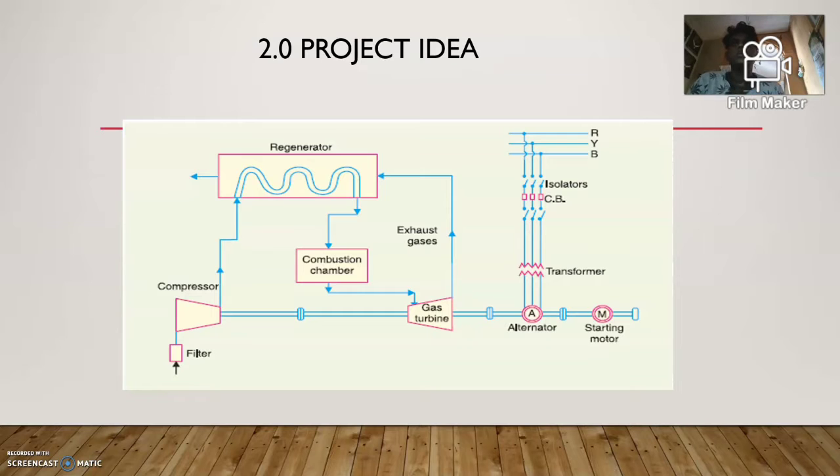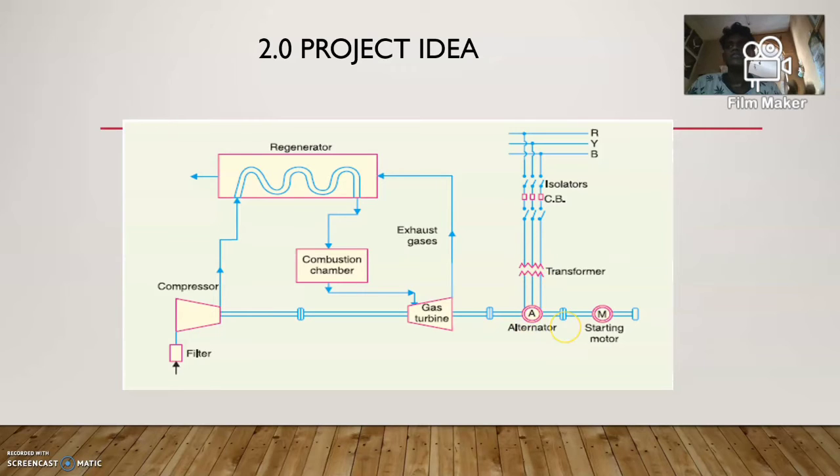So this is the project idea, the schematic diagram of the gas turbine power plant. So we have a compressor, filter, generator, combustion chamber, exhaust gases, gas turbine. So what is the combustion chamber? Combustion chamber: the air at high pressure from the compressor is led to the combustion chamber via the regenerator.